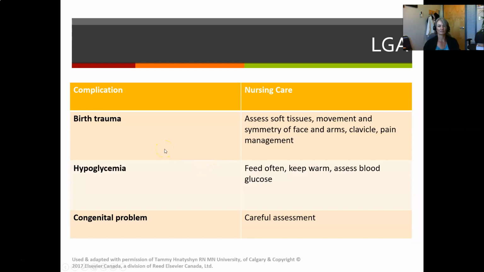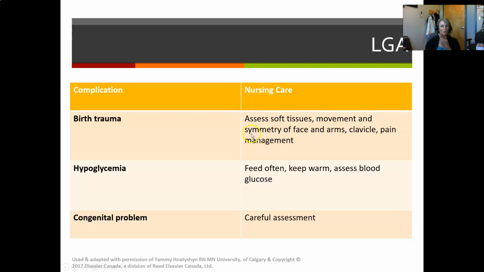All right. And what else? What other complications can we have with the LGA babes? Well, there's less room to get out. So we have to be thinking about birth trauma. Watching for the fractured clavicle. Do they have bruising? Were they stuck for a while? Soft tissue injuries, right? Any kind of changes in movement because of pinched nerves.